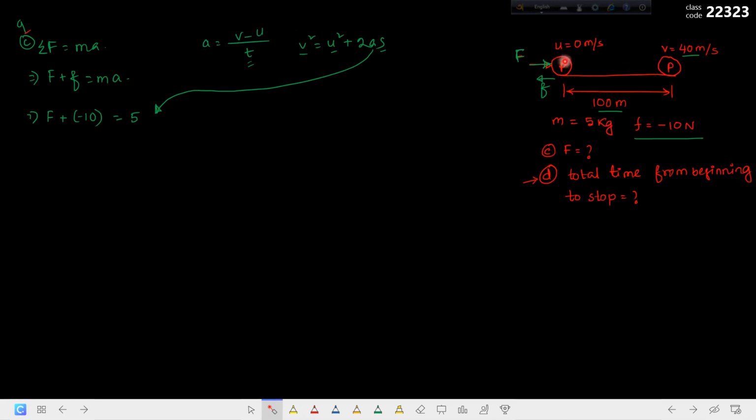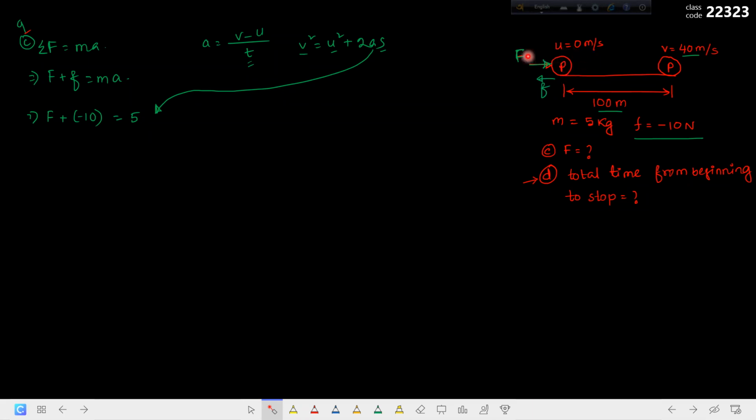Now you can see that as the object is moving on a surface, the surface will offer us an amount of friction, frictional force. Frictional force always acts in the opposite direction of the motion. If the body is moving in the rightward direction, then the friction will act in the leftward direction, opposite. So this friction force is there.